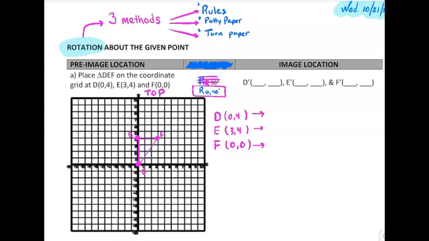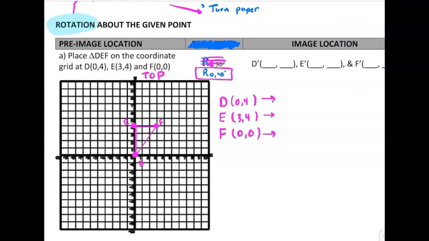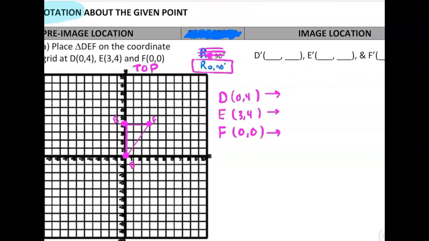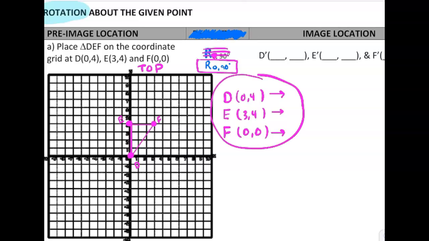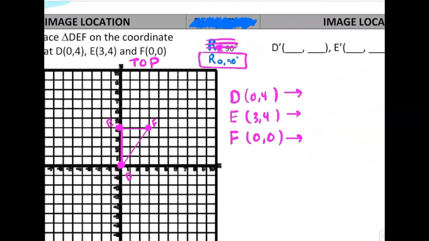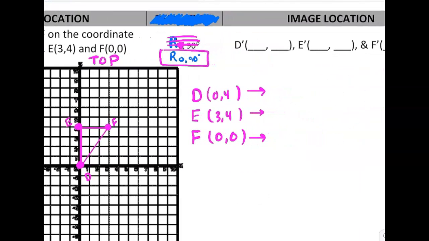So I won't do all three methods for every single problem on here, but in this one I certainly will since it's the first one. So I recopied D, E, and F here. The points that they gave me. I've also plotted them appropriately on the graph. And if you remember from yesterday, the rule for rotating 90 was negative y, x. So basically that means you're taking the second coordinate and switching it with the first coordinate, but then making the first coordinate the opposite sign.